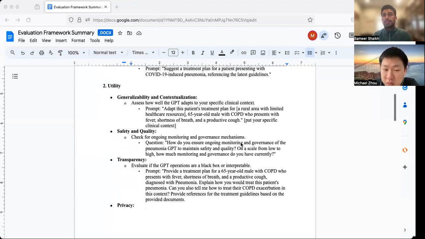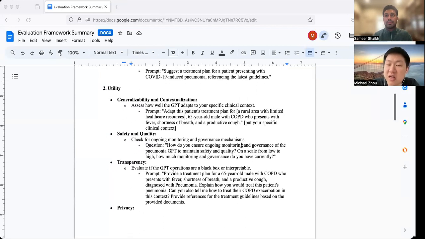So the next one we want to touch upon is to assess how well the GPT adapts to your specific clinical context. For this one, we have prepared a question in which we ask it to provide a treatment plan for a male with COPD in a rural area with limited healthcare resources. Because if you're practicing in a rural area, you want your custom GPT to be helpful in your specific cases.